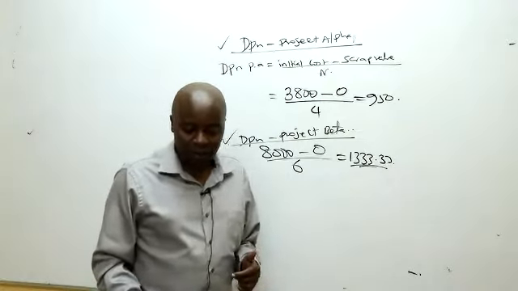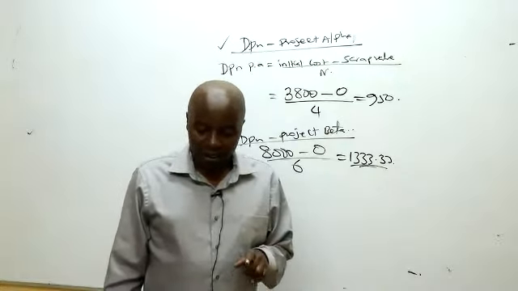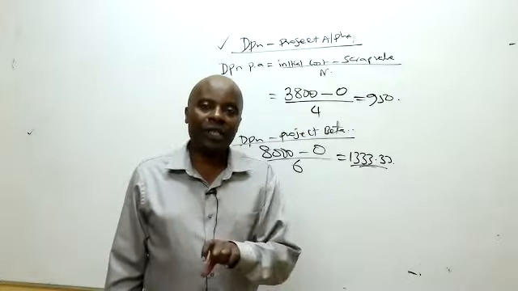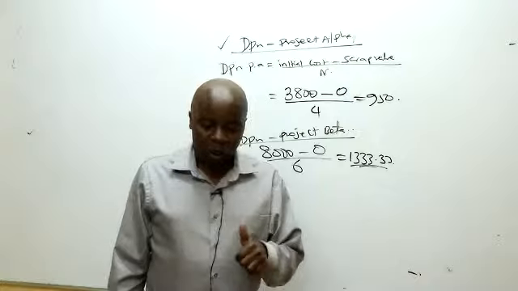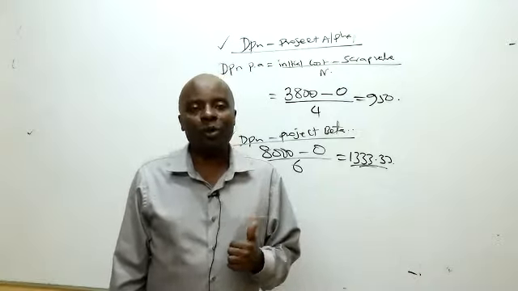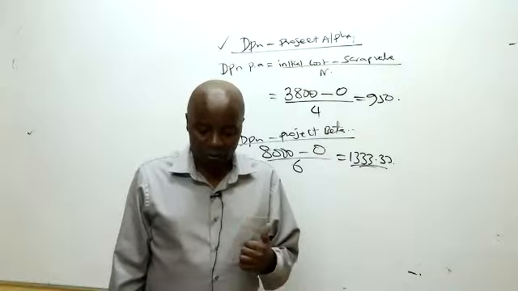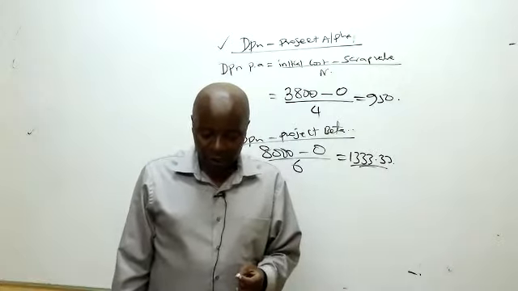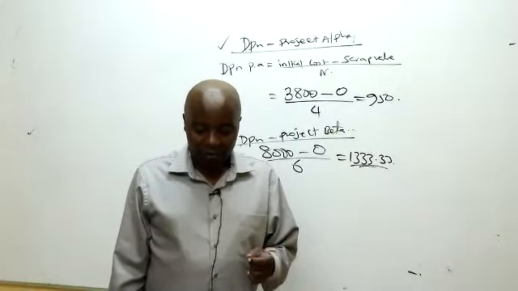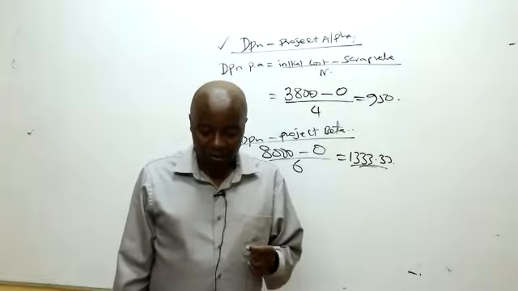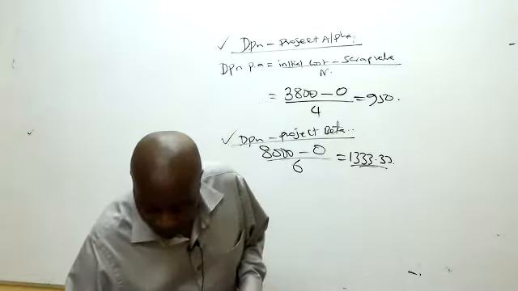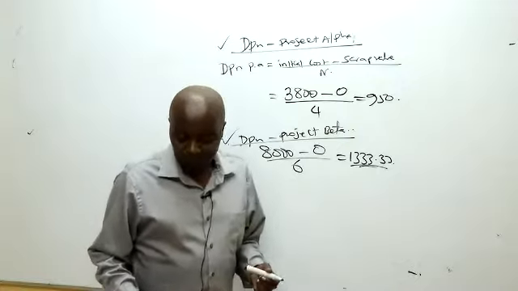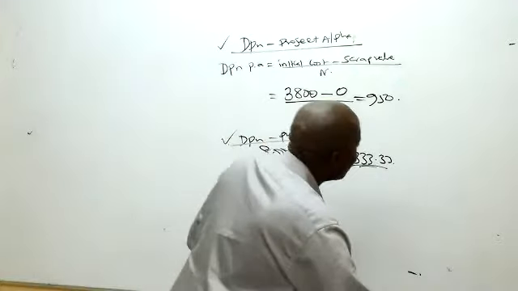Now, ladies and gentlemen, look at the question: it required using the discounted payback period method. So the key thing there is discounted. And remember, we do not discount profit. We normally discount cash flows. So you can see there they have given us the Project Alpha pre-tax cash flows.